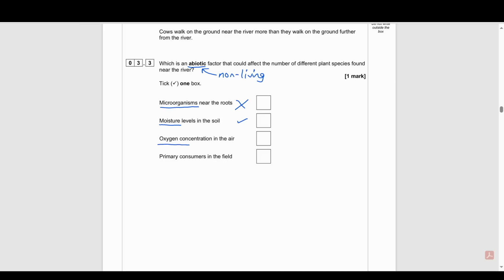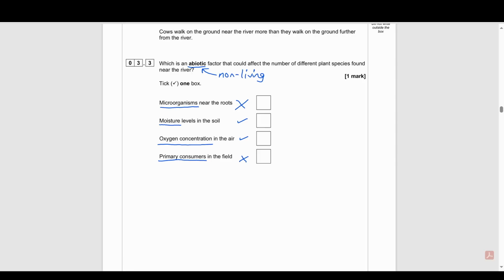Oxygen concentration in the air. Well, oxygen is non-living definitely, so that also is abiotic. Primary consumers in the field. Well, a primary consumer is going to be something that is living because it would eat a producer. So that would definitely not be correct. So we're left with moisture levels in the soil and oxygen concentration in the air. So it can only be one correct answer.